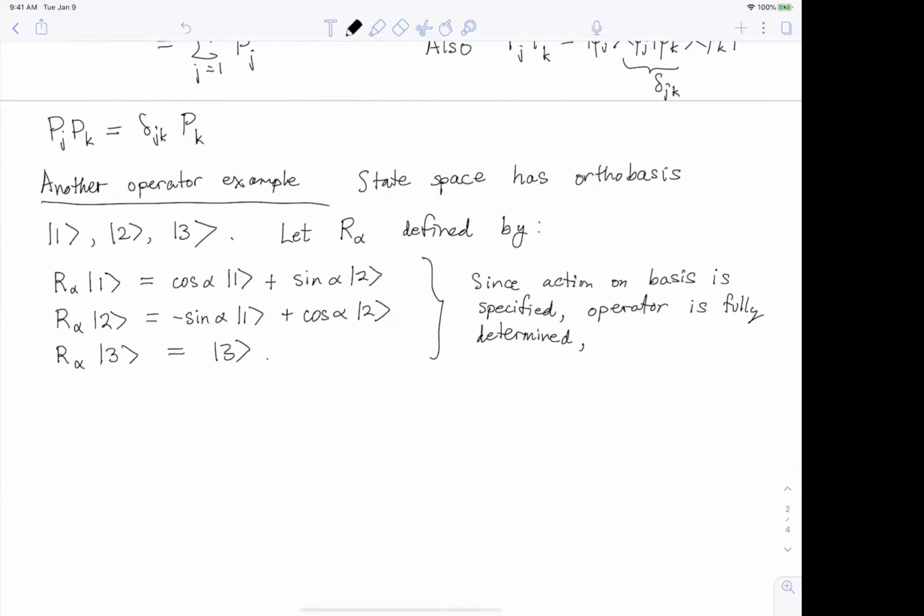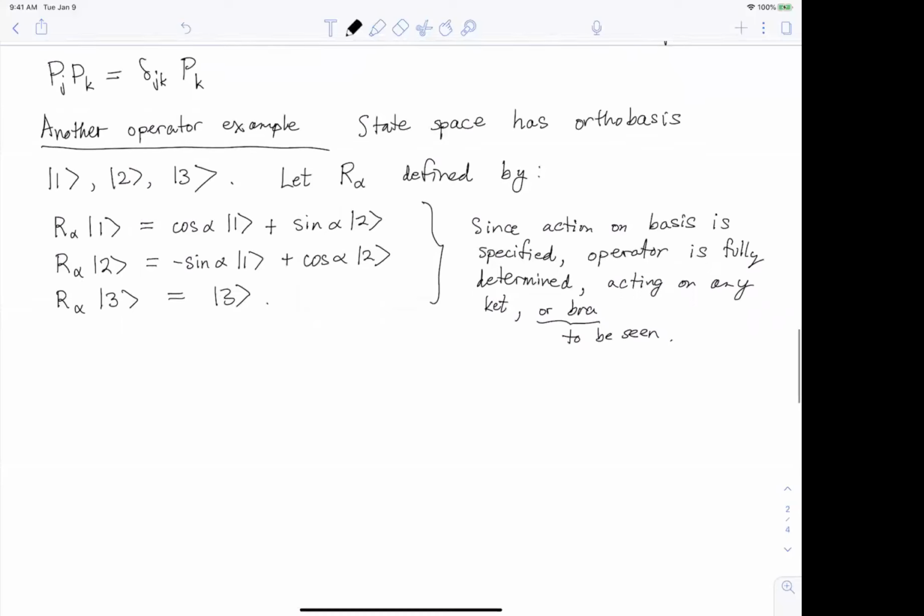It's fully determined acting on any ket, because any ket is just a linear combination of 1, 2, and 3 kets. But it's also true that it's fully determined acting on any bra. And we'll see exactly how that works in a little bit, or maybe next time.